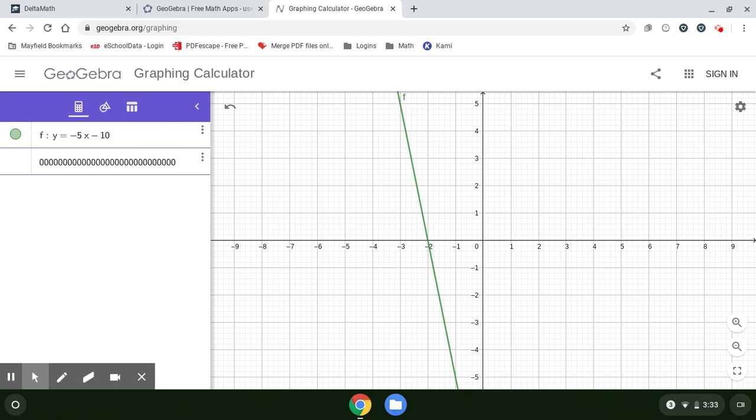My dog was just laying on my keyboard. Lincoln. And typed in all those zeros.